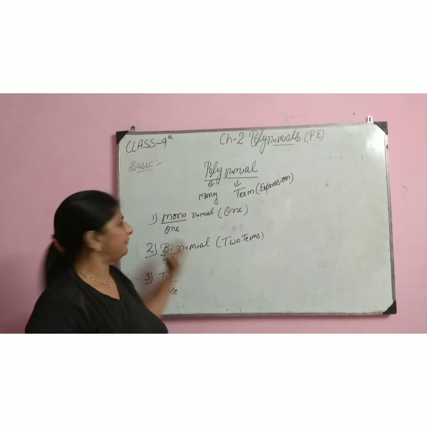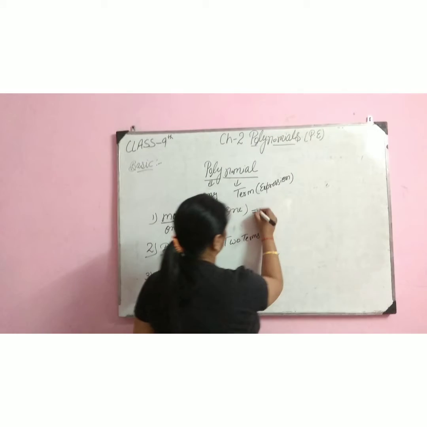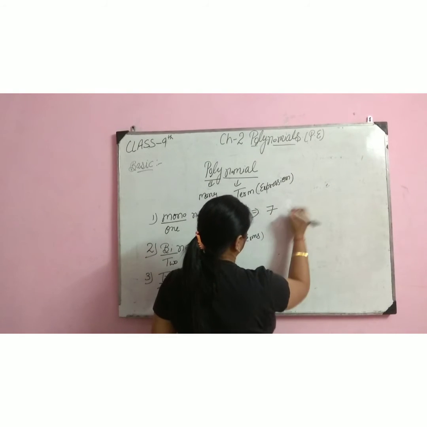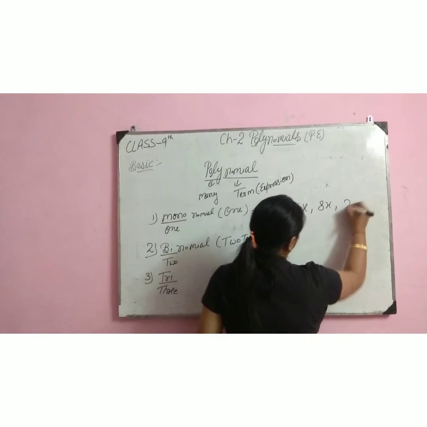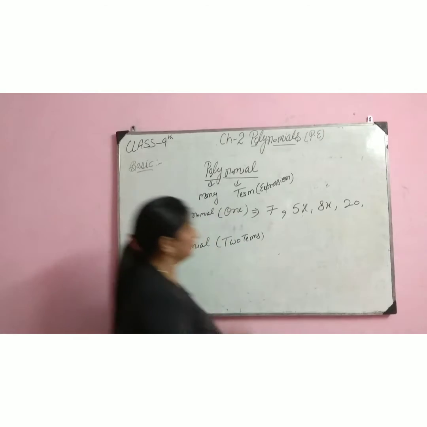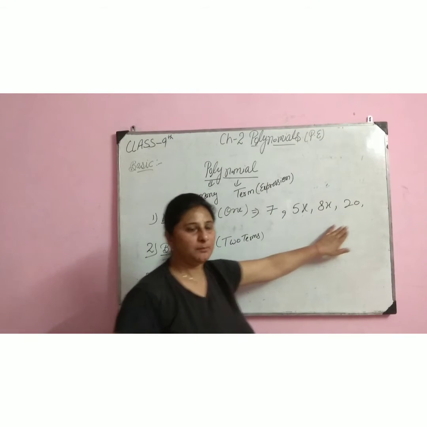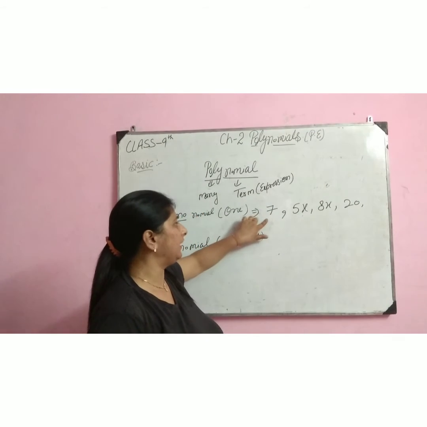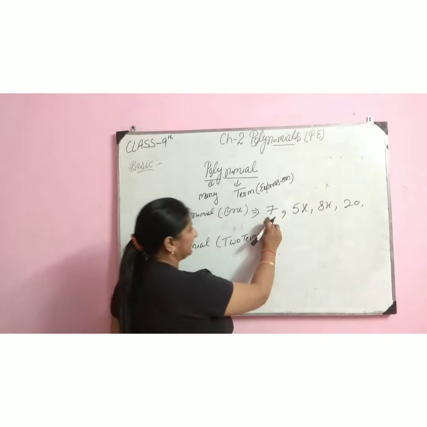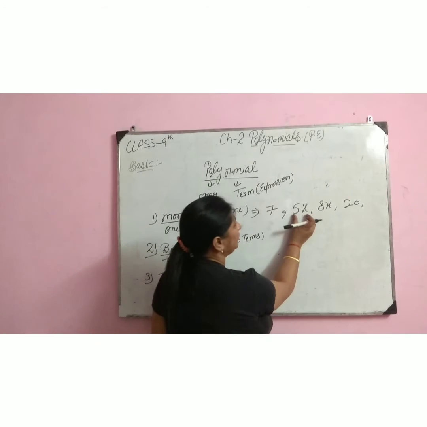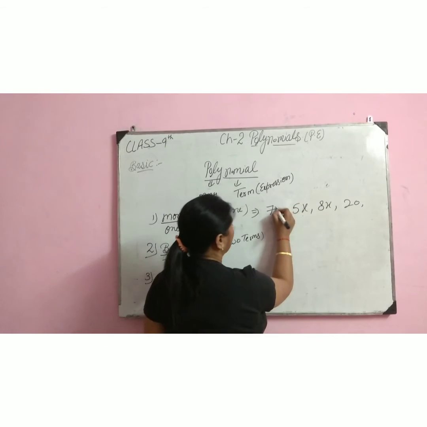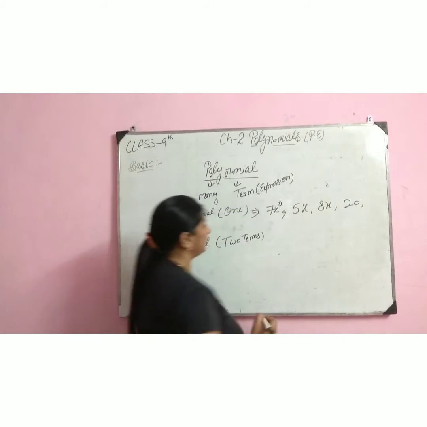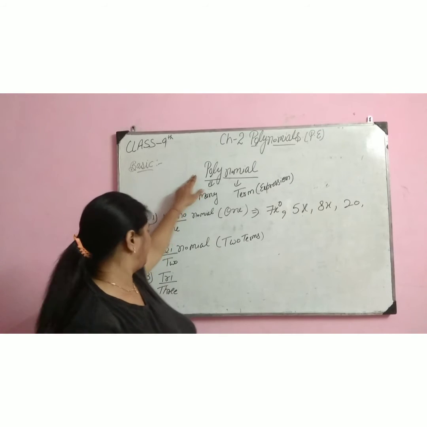Now I give an example of a monomial. You can write 7, 5x, 8x, 20. You can take any example, but I want only one term. Maybe constant into variable, maybe only a constant. For a constant you can write x raised to power 0, so it is also a polynomial.